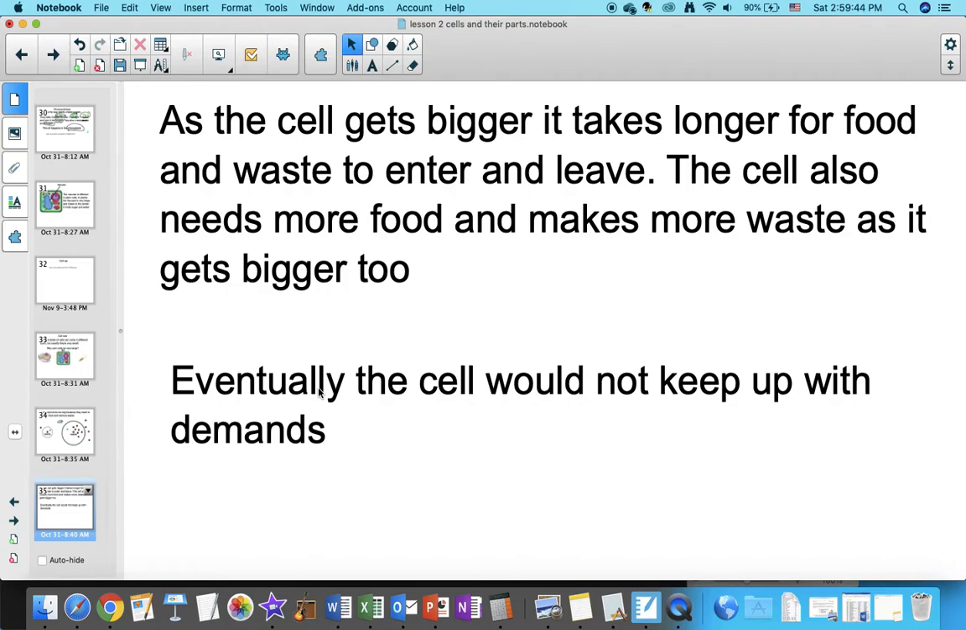So as a cell gets bigger, it takes longer for food and waste to enter and leave. The cell also needs more food and makes more waste as it gets bigger. Eventually, the cell would not be able to keep up with those demands. And so very large cells don't actually exist very often because the cell can't keep up with all the things it needs to do, because it needs to do more the bigger it gets. Which is also why multicellular things came into existence, right? Because those cells can do their job at a very small size. They can all clump together to become something big, and they're all able to do that job just as fast. And so that's why multicellular things can get big and single cellular things can't.